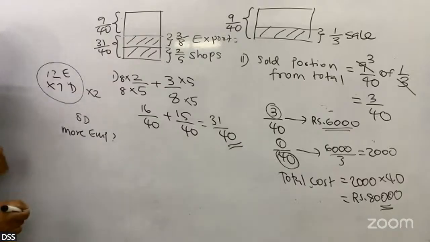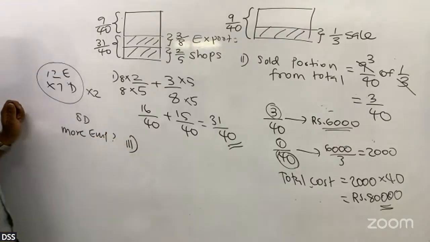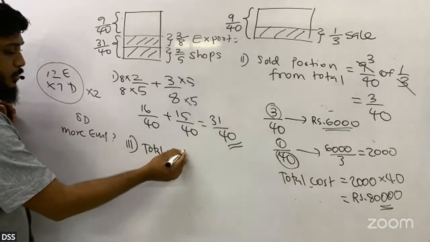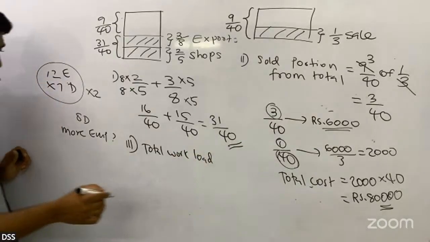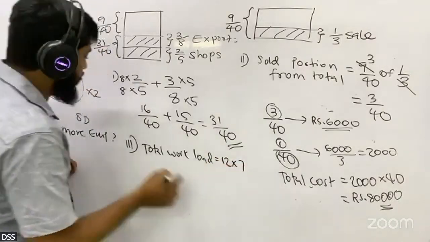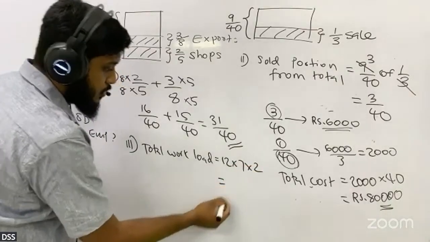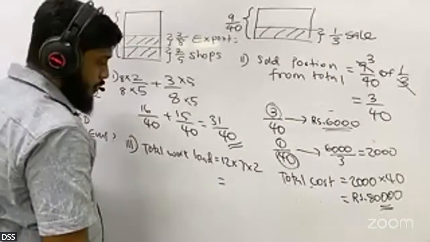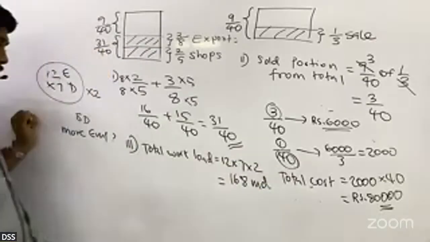Now, children, what should you do here? They have asked for more employees. You make a first one, second one, then a third one. You have to see the total workload, the man days workload. You multiply 12 into 7, and since it is twice, multiply by 2 again. 12 into 7 is 84, 84 into 2 is 168. That is the man days workload.